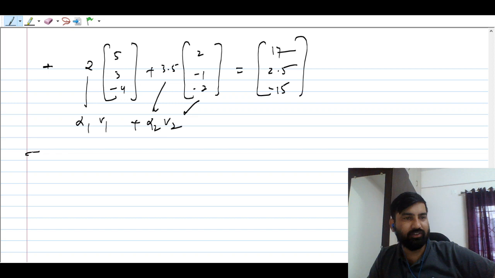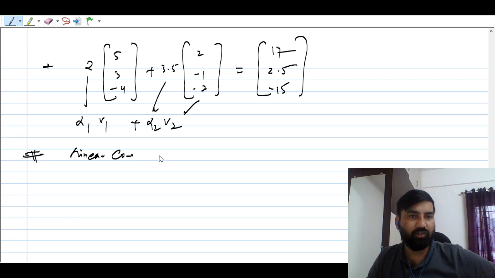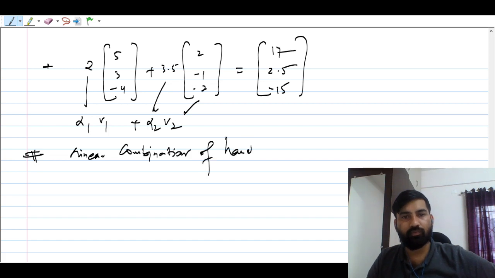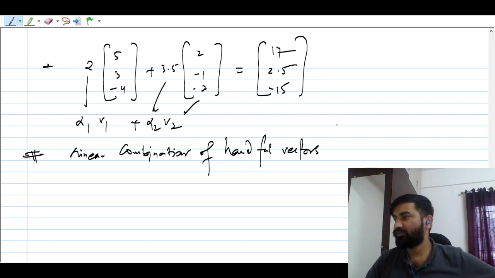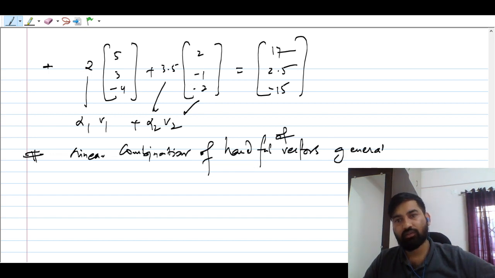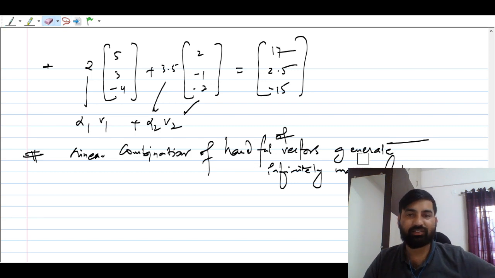So what is the conclusion here? You can always write that the linear combination of a handful of vectors generates infinitely many vectors.